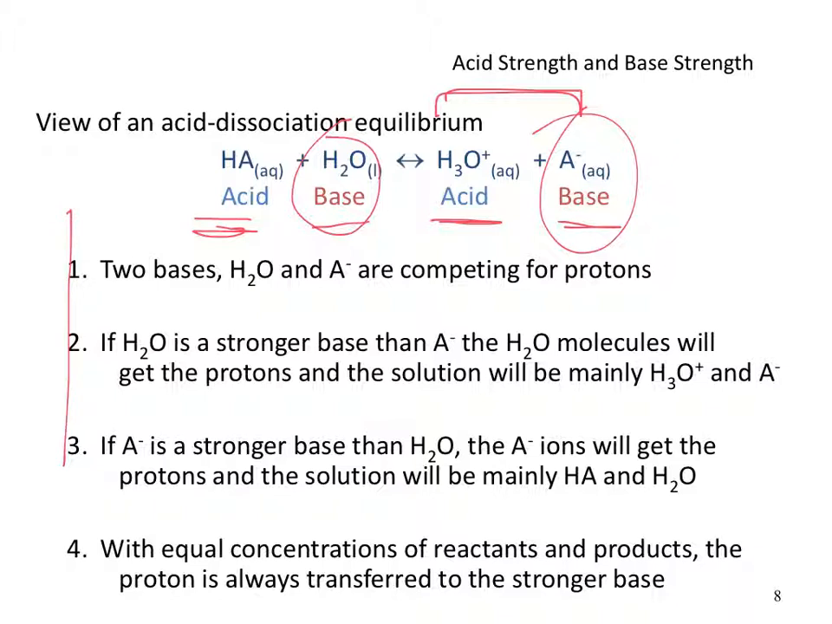So realize that in your overall reaction, the proton is always transferred to the stronger base. We really have to see which of the two, the base or the conjugate base, is a better base. Alternatively, you can look for the better acid, and that will tell you which one wants to remain dissociated. So pick one set and go with that.